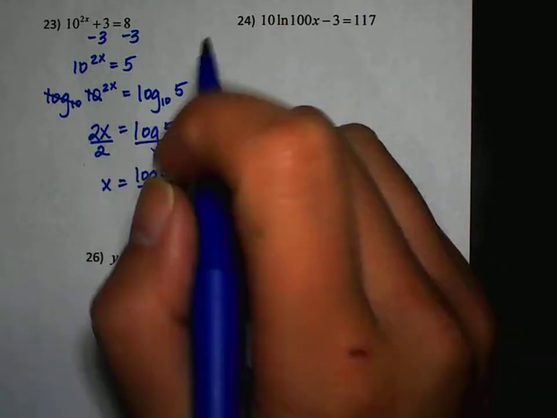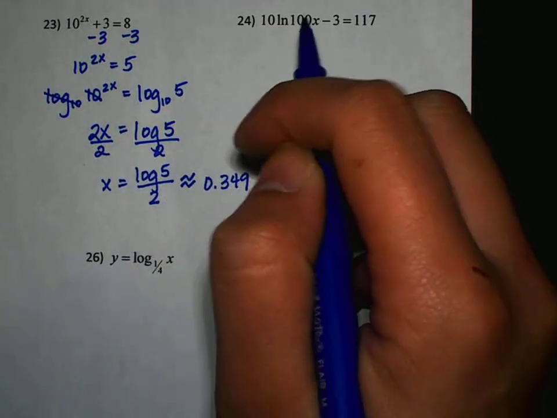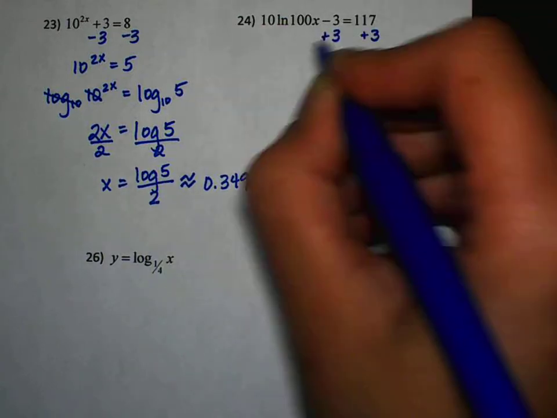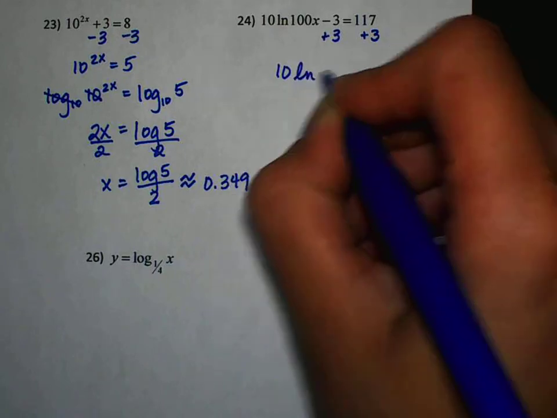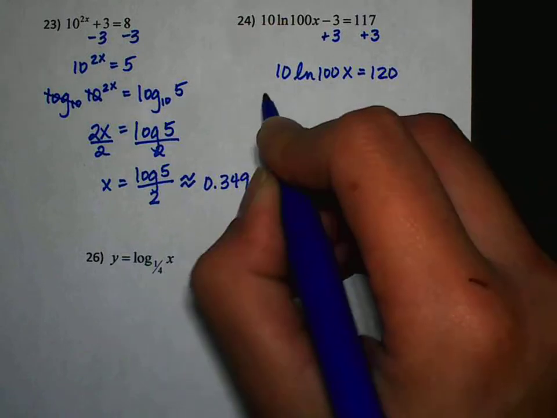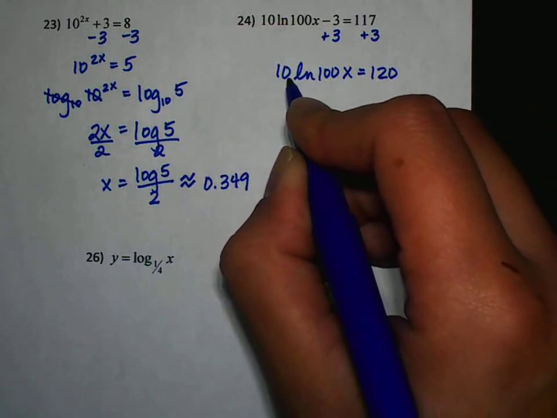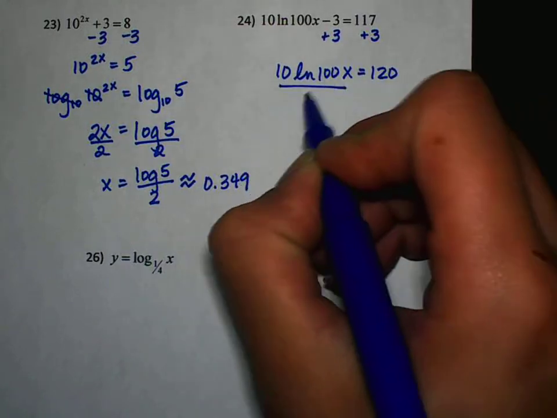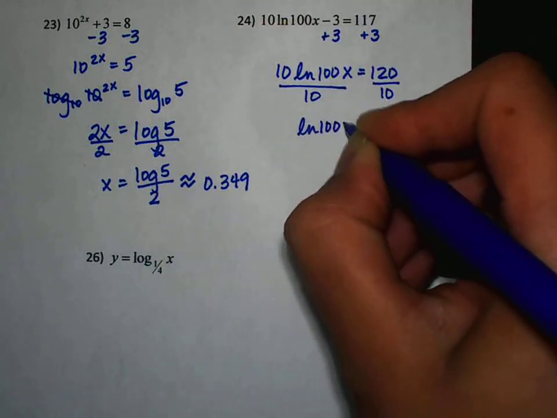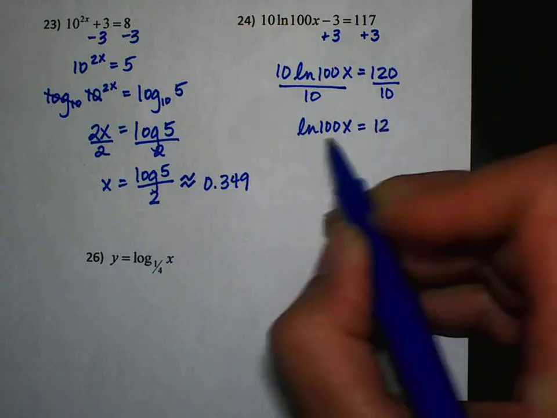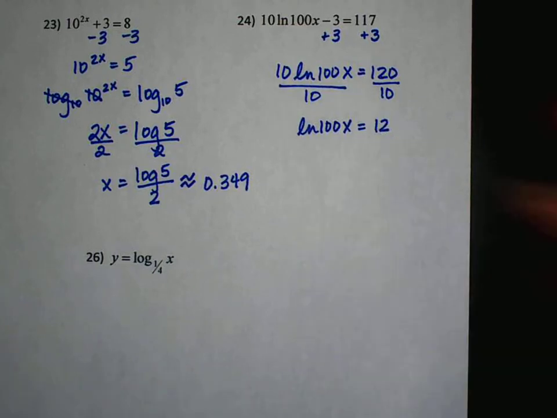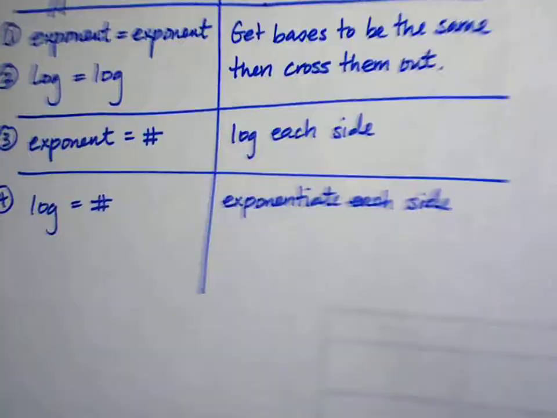Okay. What I notice is there's some algebra 1 that we have to do. We have to go ahead and add 3 to get 10 times the natural log of 100x is equal to 120. This 10 in front I can get rid of because all we're doing is multiplying, so we have to undo that by dividing. Now we're down to the algebra 2 part. So the natural log of 100x is equal to 12. We have a log equal to a number. So let's take a look at what we want to do.